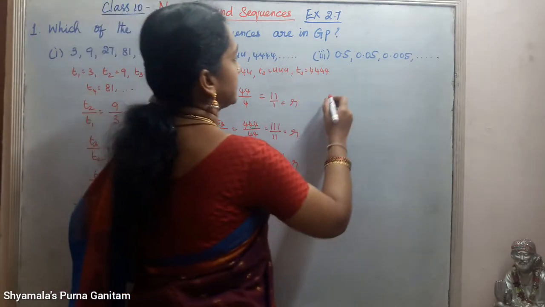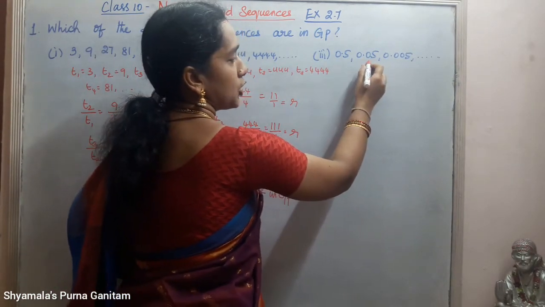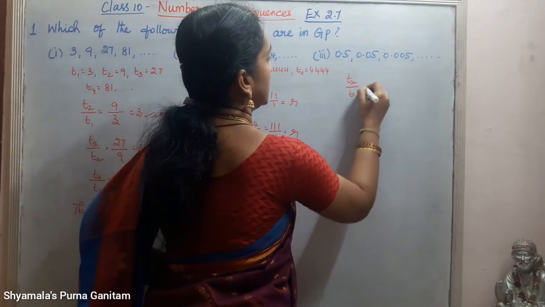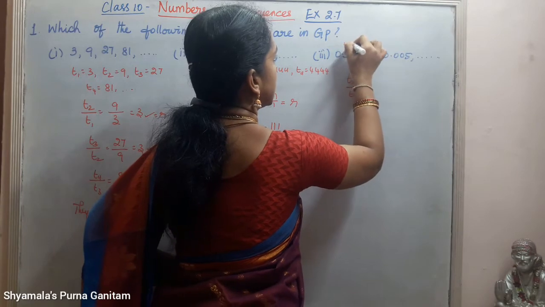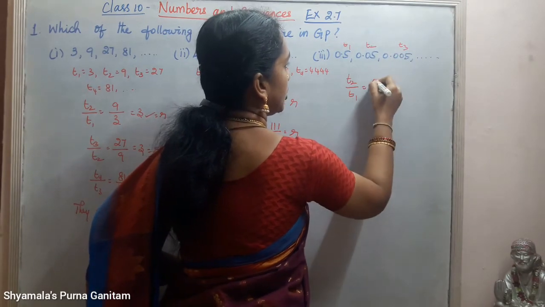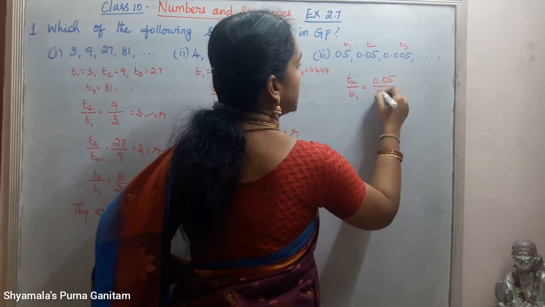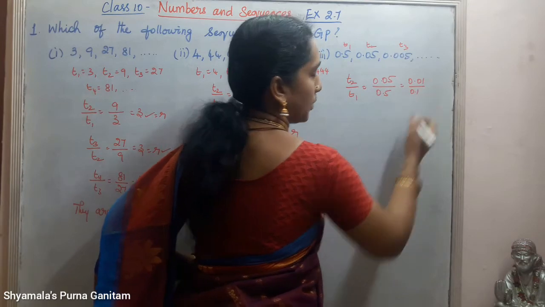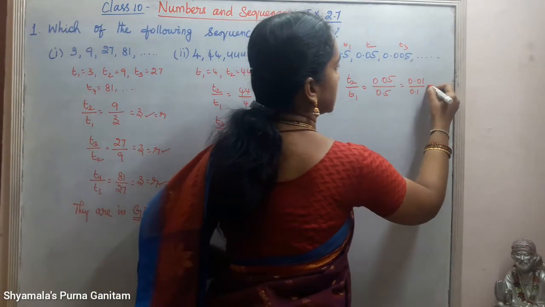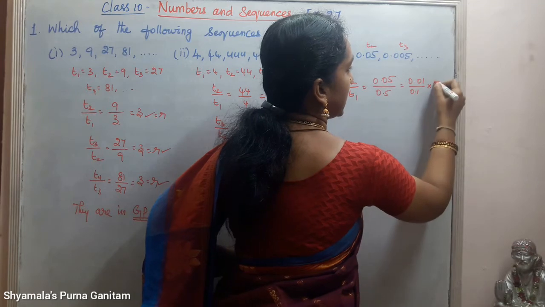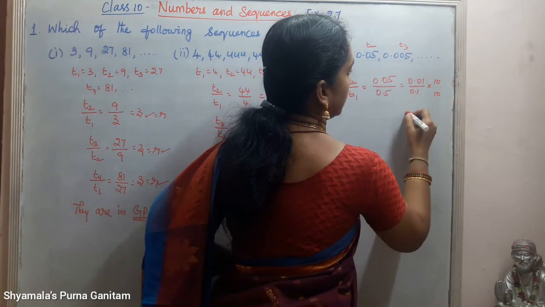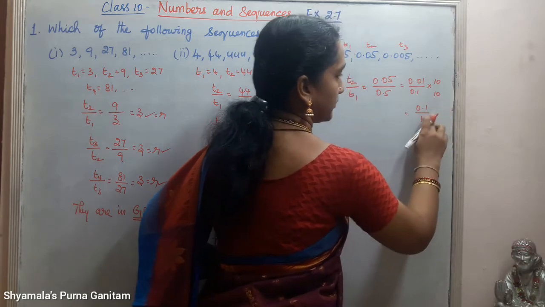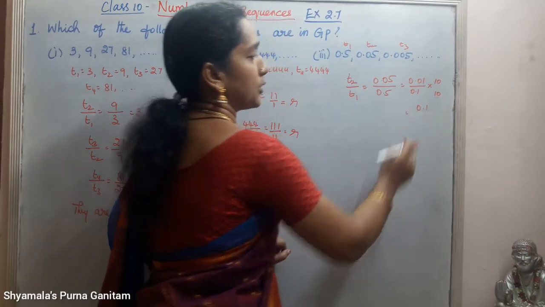Okay. Then the third sum is 0.5, 0.05, 0.005. So T2 by T1 is equal to, so this is T1, this is T2, then this one is T3. So T2 by T1 is 0.05 by 0.5. So we'll get 0.01 by 0.1. So when we simplify this, when we multiply by 10, we will get this as 0.1 by 1. So this is equal to 0.1. So this is the ratio 0.1.